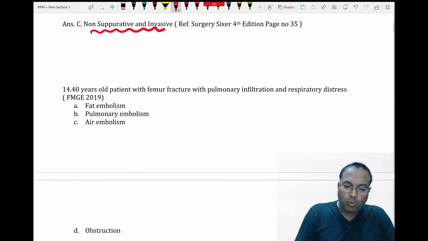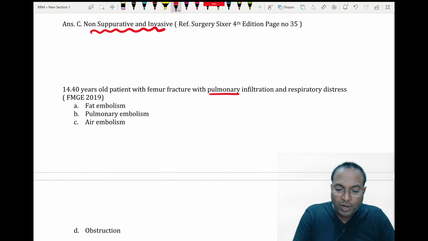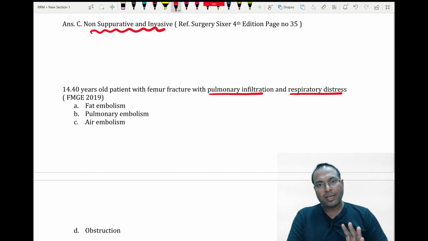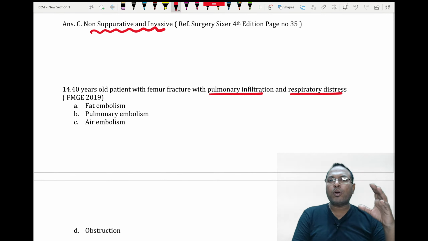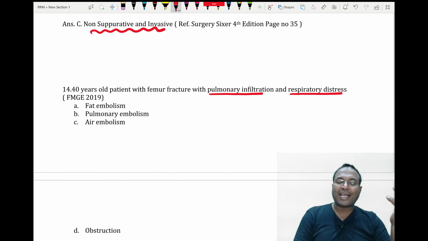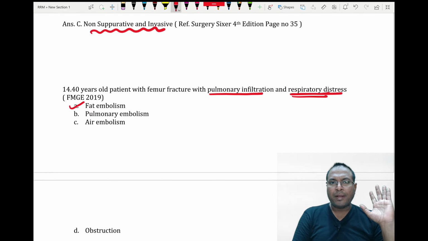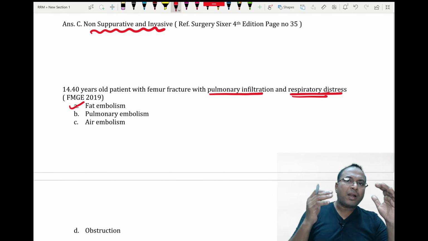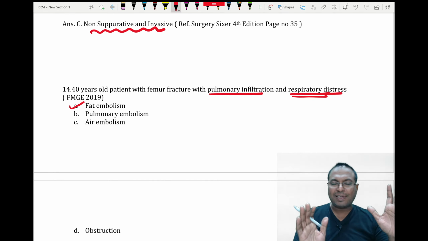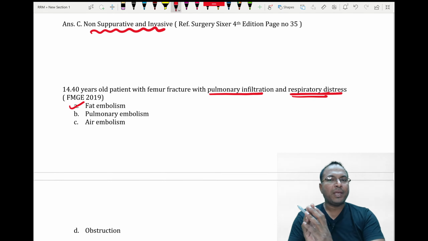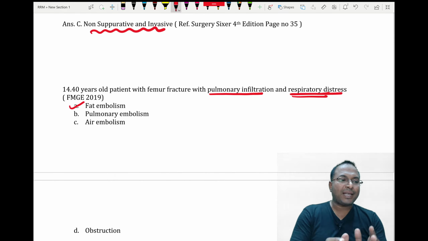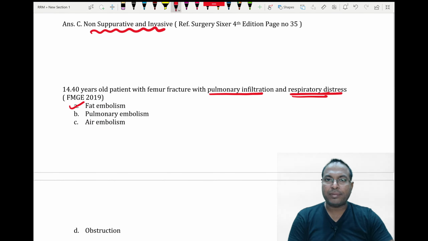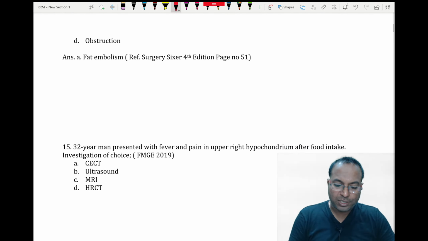A 40 years old patient with a femur fracture with pulmonary infiltration and respiratory distress. So very simple question. This is a direct ortho question. When there is a fracture, big bone fracture, long bones or major bone fracture, there will naturally be fat embolism causing respiratory distress. So simple clinical question. There is nothing needed to explain this. They are not going to ask you anything beyond that. Simply they will ask you to diagnose a problem. That's all they want. What the examiners expect is, as a foreign medical graduate, you should know what complication can happen in various diseases. That is all. That's a simple question on fat embolism.